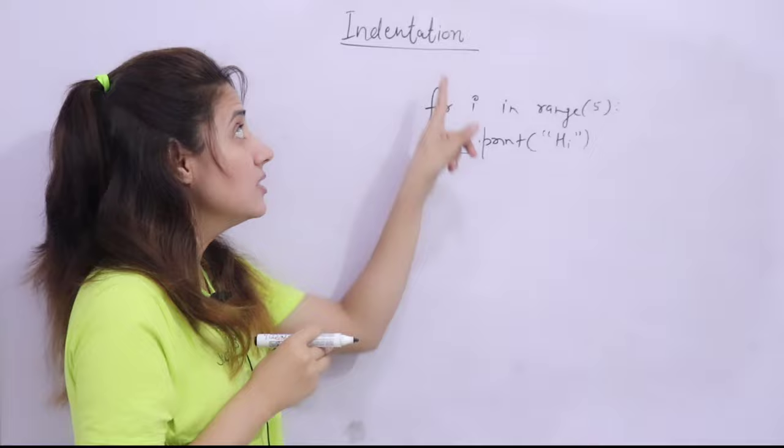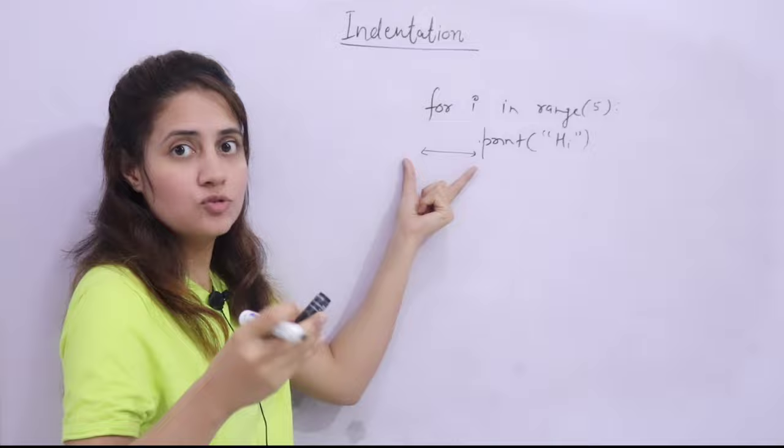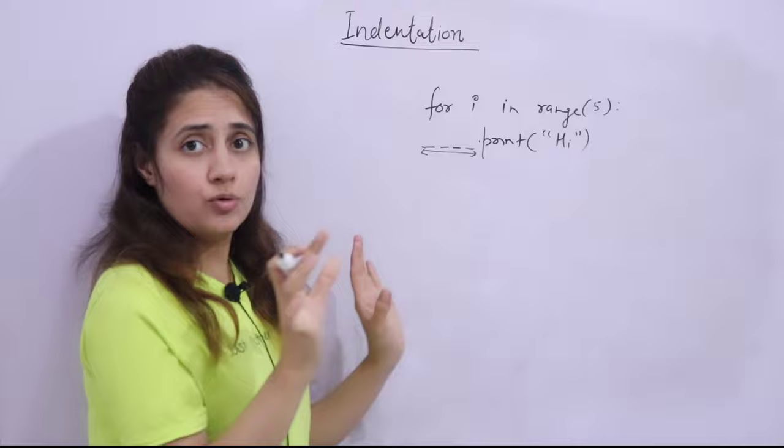Now, why is this indentation so important? See, these spaces, and by default these spaces in Python are what? 4 spaces, 1, 2, 3, 4, or you can say one tab, right? So these 4 spaces, or you can say one tab. Now, why is this indentation so important?